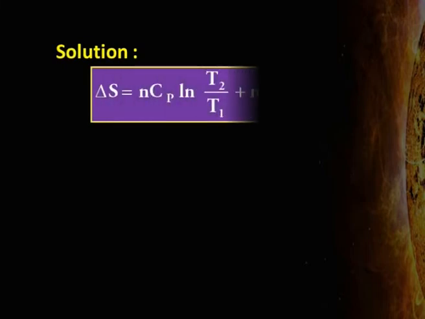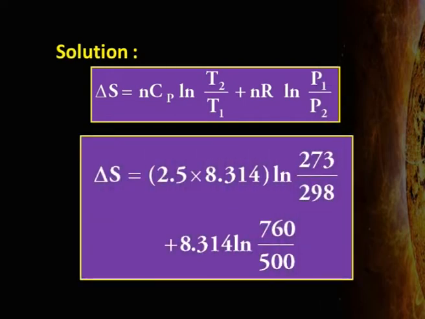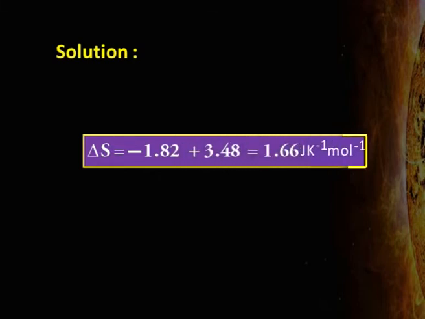Putting all the values in the equation, we will have delta S equal to 2.5 multiplied by 8.314 multiplied by ln 273 divided by 298 plus 8.314 multiplied by ln of 760 divided by 500. We will get minus 1.82 plus 3.48, which is equal to 1.66 joule per Kelvin per mole.